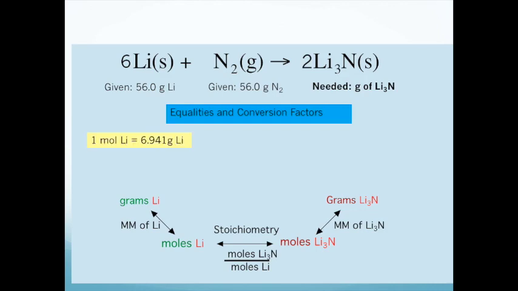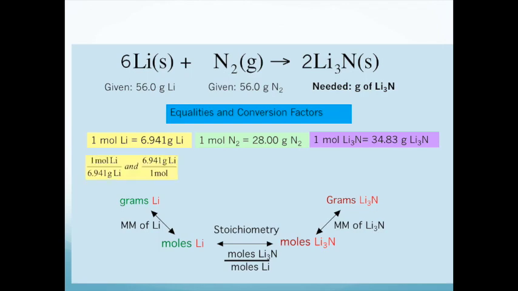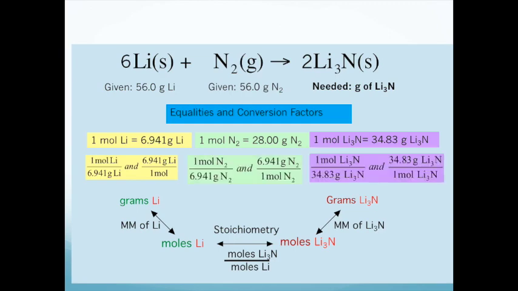1 mole of lithium metal is equal to 6.941 grams of lithium, and 1 mole of nitrogen gas is equal to 28.00 grams of N2, and 1 mole of lithium nitride is equal to 34.83 grams of lithium nitride. And you have the conversion factor ratios that are those same equalities in fractional format.